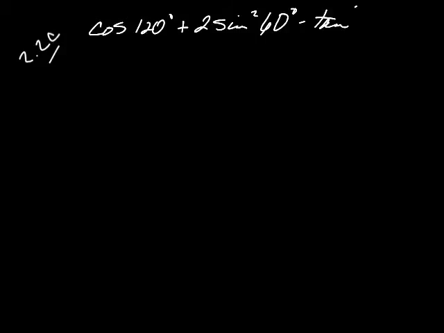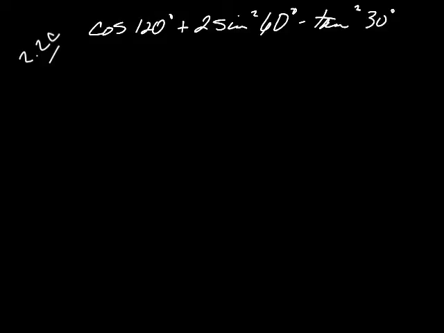So this is 2.2c in college trig functions of non-acute angles, and we're just getting ready to start example 4, which says the cosine of 120 degrees plus 2 sine squared of 60 degrees minus tangent squared of 30 degrees. All right, so what they're asking us to do is evaluate. They want a number. What is this equal to?